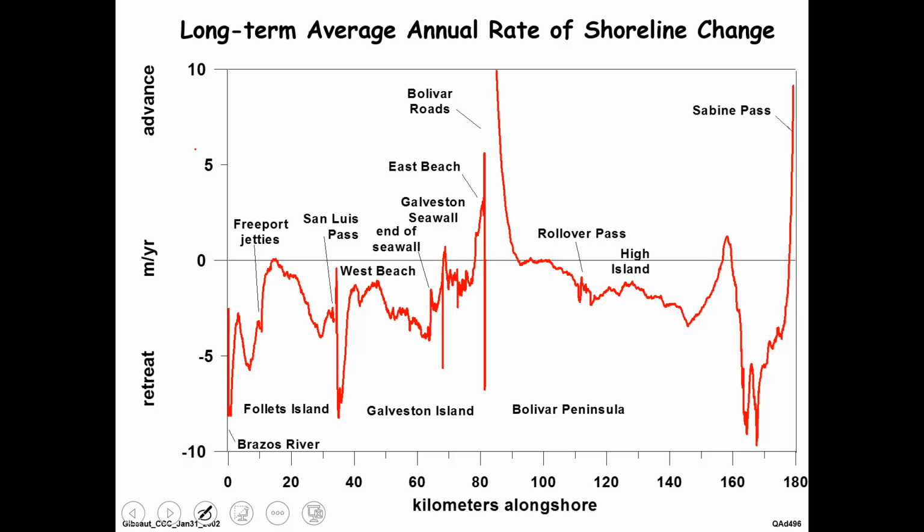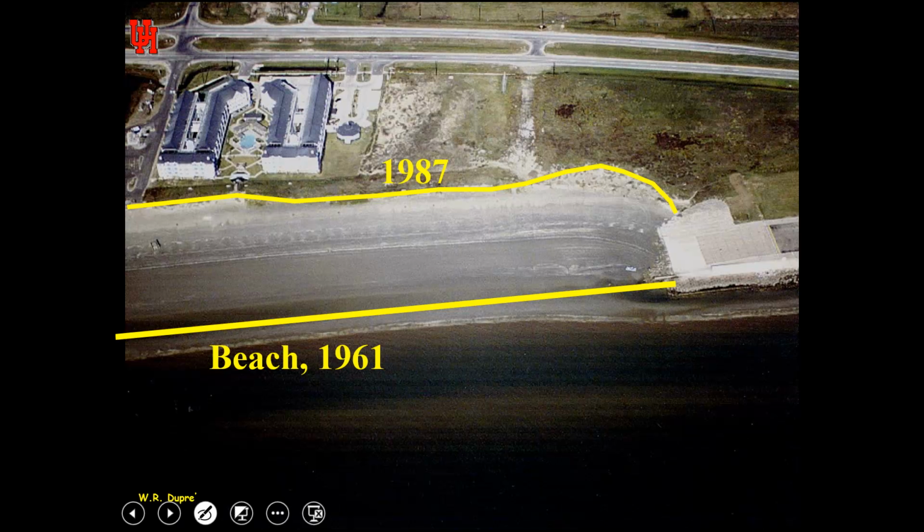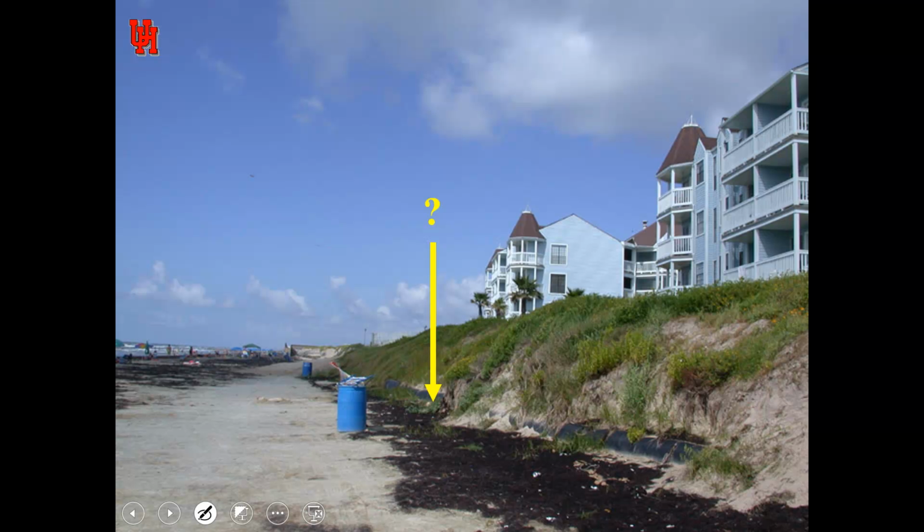Now, if you look at the long-term rate of shoreline erosion, where do we see net deposition? Around the jetties. A little bit here, I forget the reason. I think there's a pass there. What are we going to do? Well, look at the erosion here at the end of the seawall. What are we going to do?